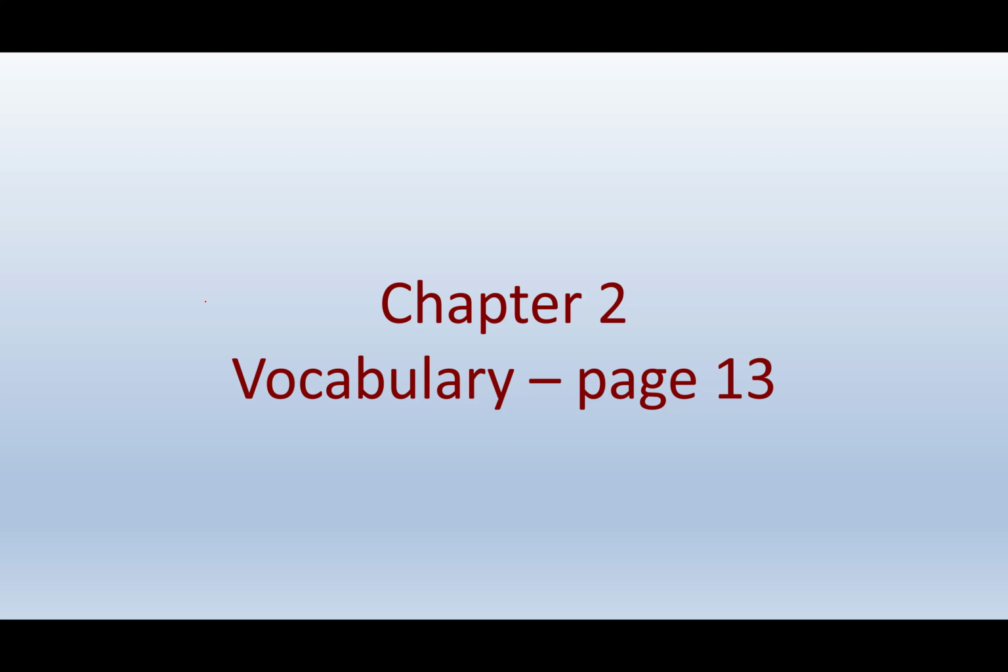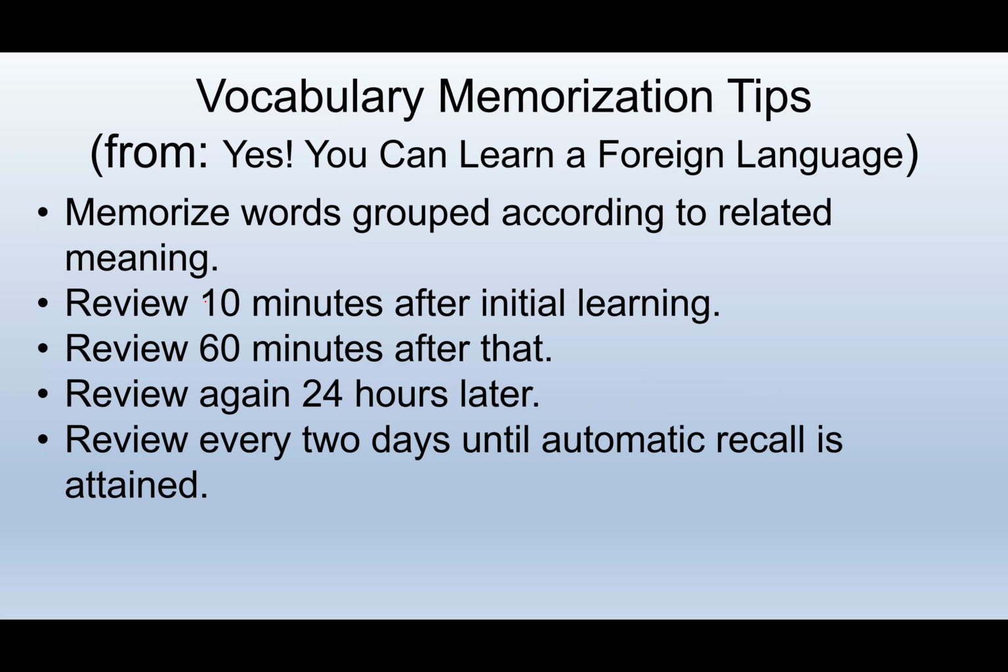Does anybody have any questions on that? This is not so hard. I think you could probably easily remember these. Just go through and practice pronouncing them. But as we branch onto other words besides names, you might find it helpful to memorize words grouped according to meaning. They're related, like body parts or whatever. Sometimes it helps. Try reviewing every 10 minutes after you initially learn it, then every 60 minutes after that. Review again 24 hours later, and then review every couple of days until you just have automatic recall.